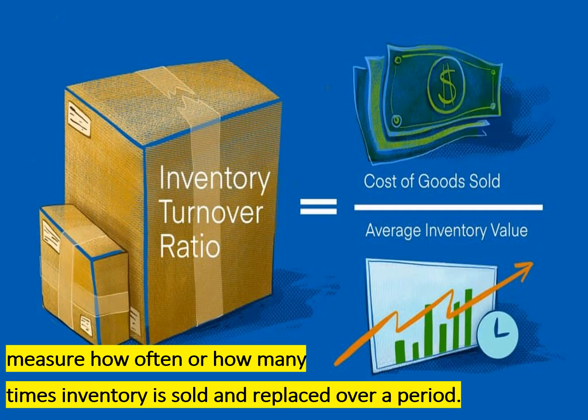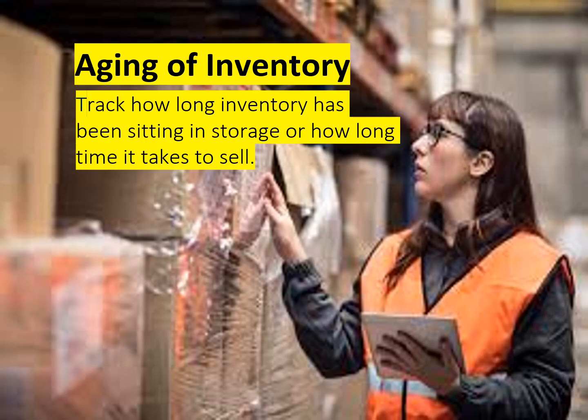The first one, inventory turnover rate, is the most important area of descriptive analytics in inventory, where we measure how often or how many times inventory is sold and replaced over a period of time. Another important area is where we track how long inventory has been sitting in storage or how long it takes to sell, which is called aging of the inventory.